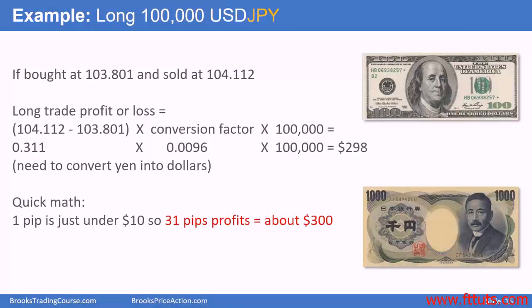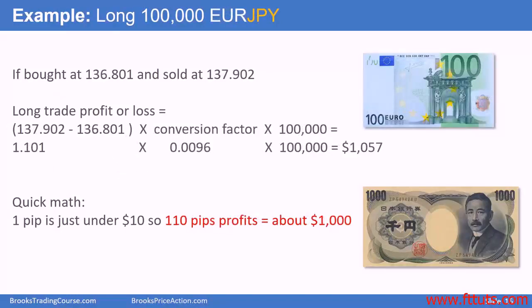Another example, let's say you bought 100,000 units of the dollar versus the yen, and you bought it at 103.80 and sold it at 104.11. If you did the conversion, you had 31 pips profit, and that would be about a $300 profit. And one final example, 100,000 units of the euro versus the yen. If you bought it at 136.80 and sold it at 137.90, and you did the math, you'd have about $1,000 profit.